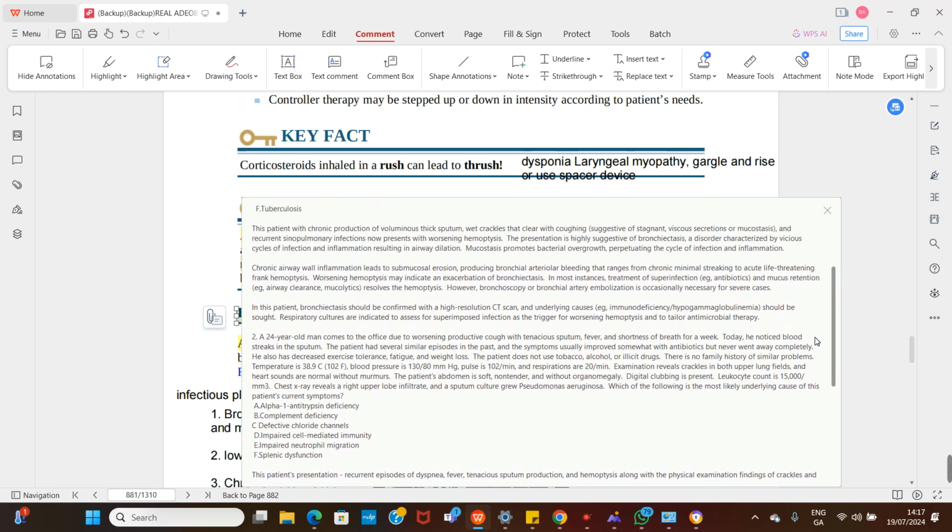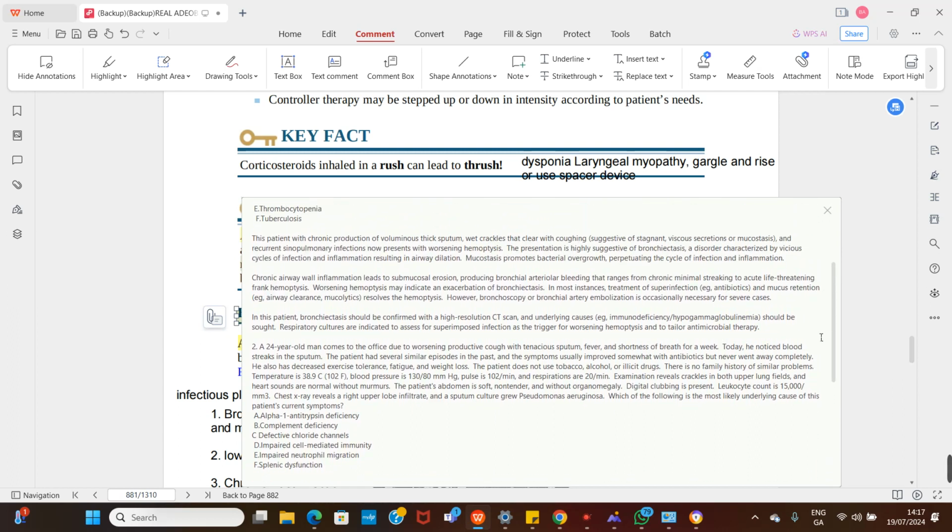Okay, so let's see this. A 24-year-old man comes to the office due to worsening productive cough with tenacious sputum, fever, and shortness of breath for a week. Today, he noticed blood streaks in the sputum. The patient had had several episodes in the past, and the symptoms usually improved somewhat with antibiotics but never went away completely. He has also had decreased exercise tolerance, fatigue, and weight loss. The patient does not use tobacco, drugs, or alcohol. There's no family history of similar problems.